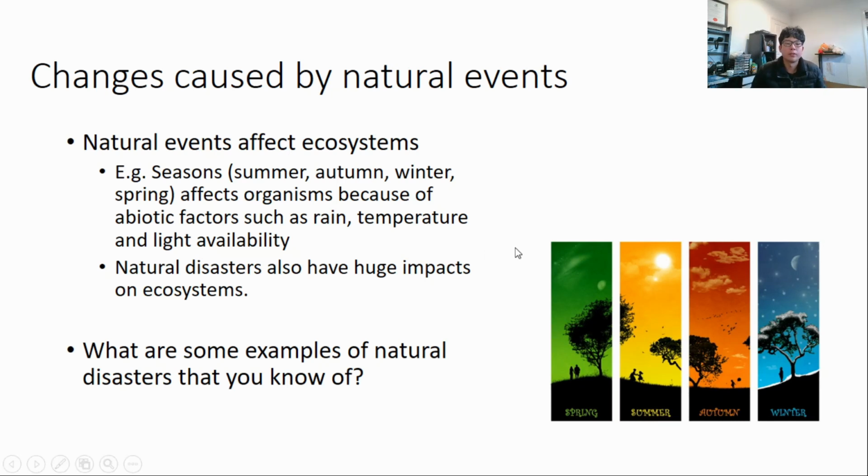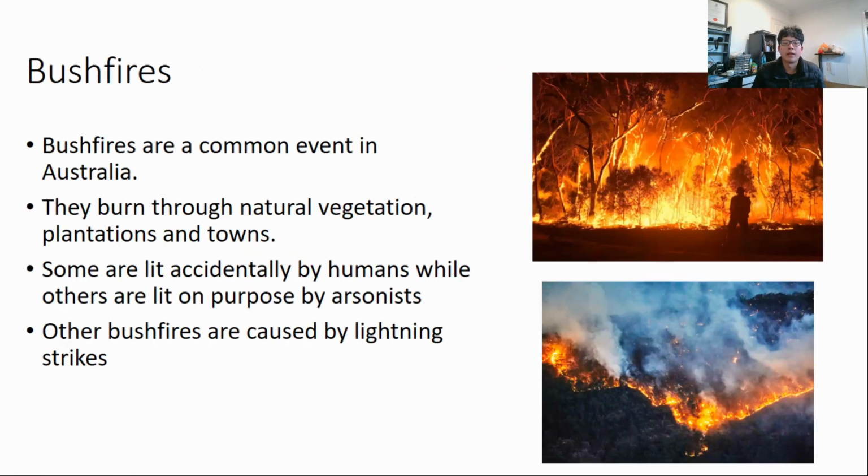Alright, so the first natural disaster I want to go through, unfortunately, is very common in Australia, and that is bushfires. Bushfires burn through natural vegetation, plantations, and towns, and some are lit accidentally by humans, whilst others are lit on purpose by arsonists. Other bushfires are caused by lightning strikes.